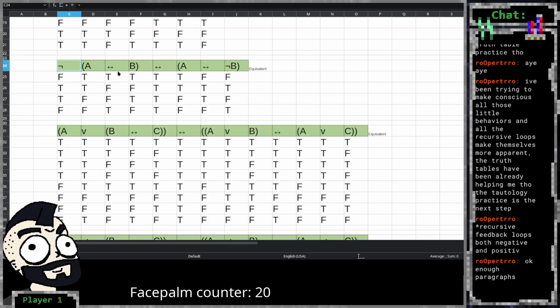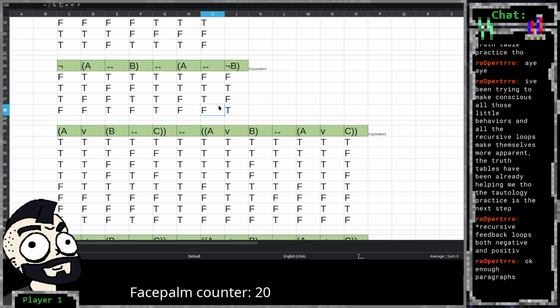So equivalence: true, false, false, true. Switch: F, T, T, F. A if and only if not B, well, the B switches. So instead of being true, false, it's false, true. So true is the same as false? No. True is the same as true? Yes. False is the same as false? Yes. False is the same as true? No. And so we have F, T, T, F on both sides, therefore they are equivalent.